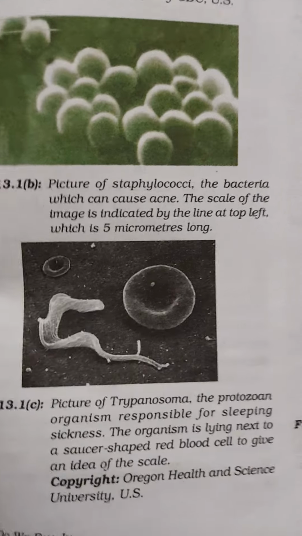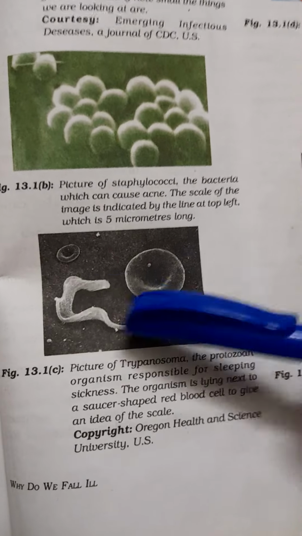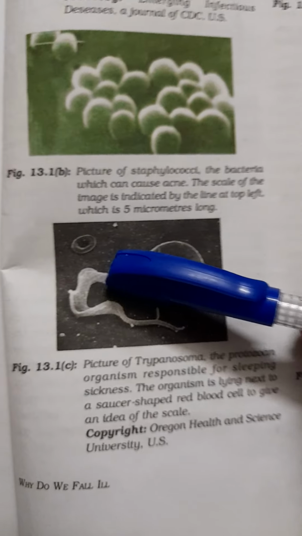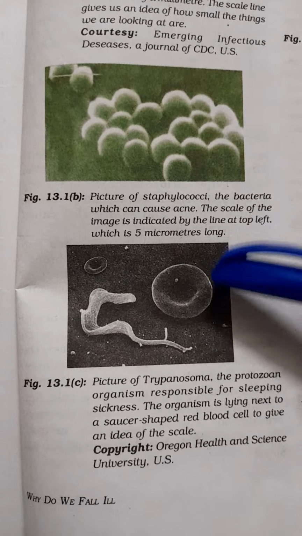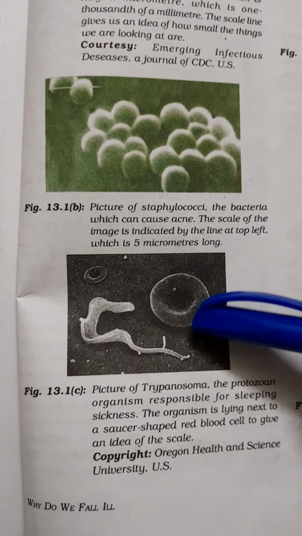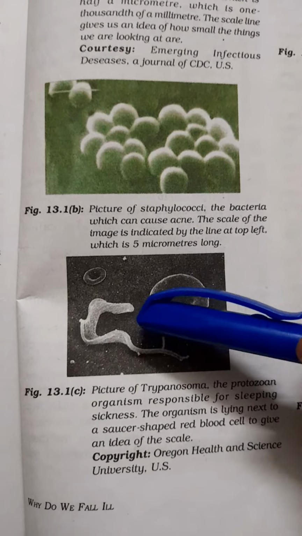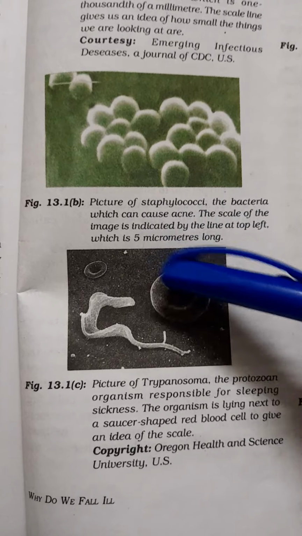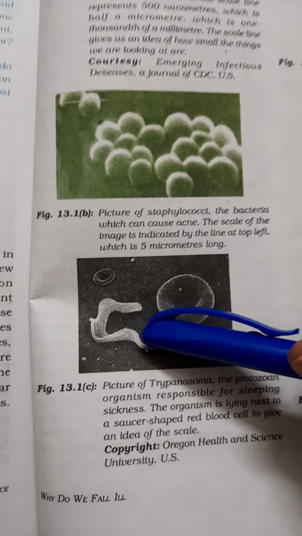So, this is a saucer shaped red blood cell, and the organism is lying next to this. This is actually to give an idea to compare the size of a RBC, red blood cell, and the protozoan.